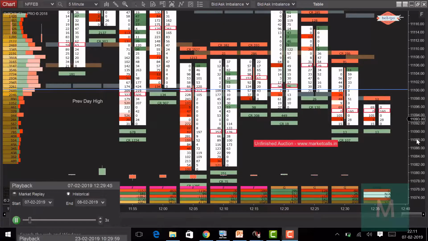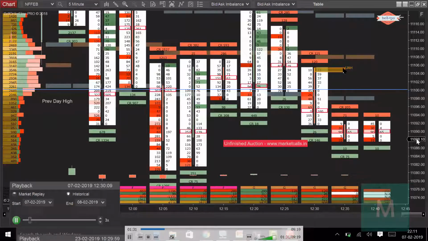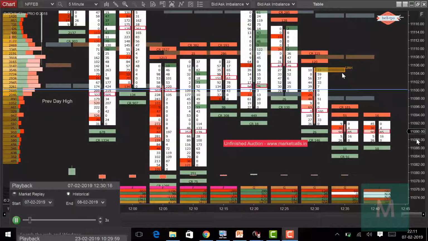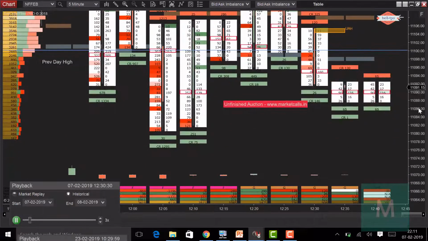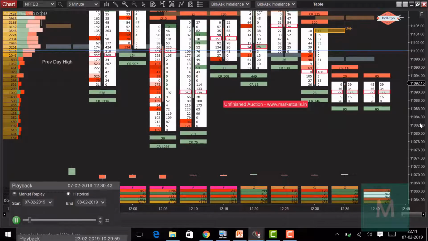Or else you see the 12:30 candle where 10 and 11 are there. As of now on the screen there are no unfinished business. So you can see here the 10 and 11. Yeah, it forms an unfinished auction. It forms only after the completion of the candle. So on candle completion, there was one unfinished business. Now price starts going down. Price always revisits those levels.